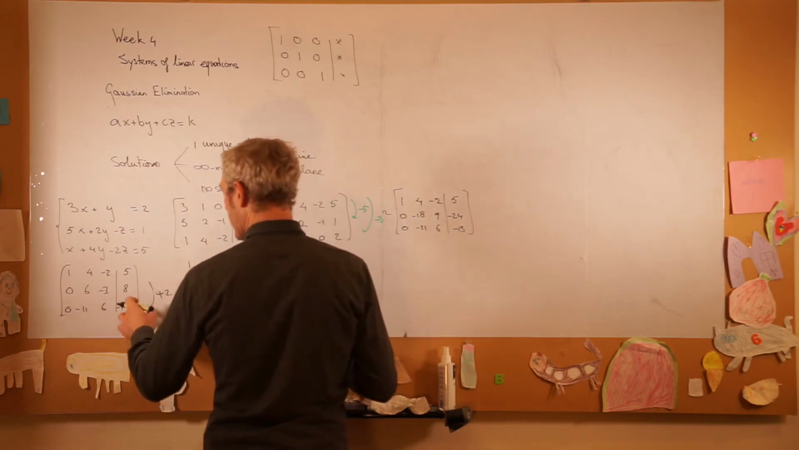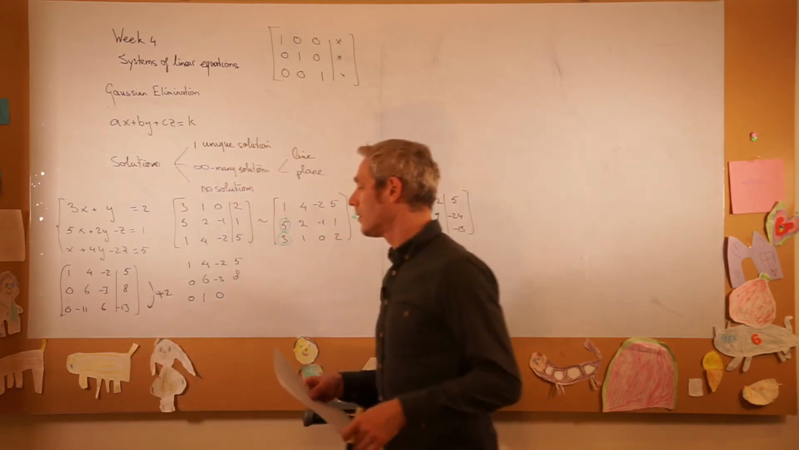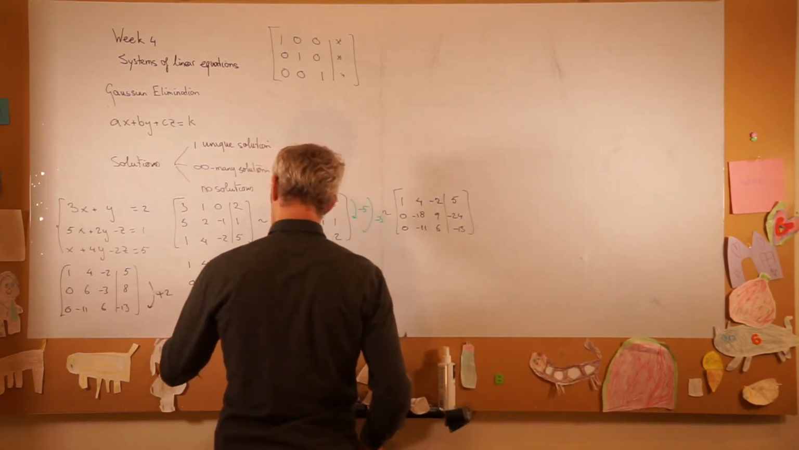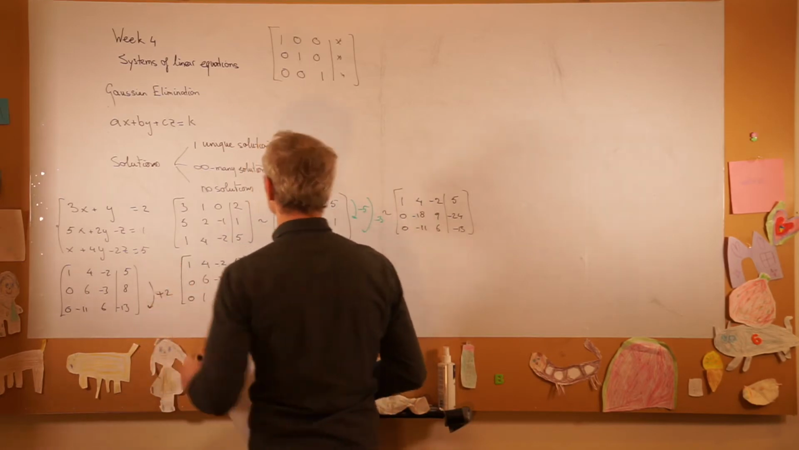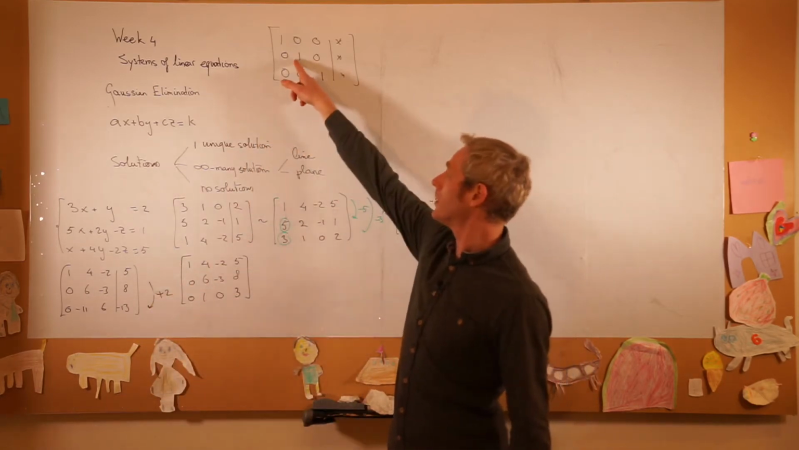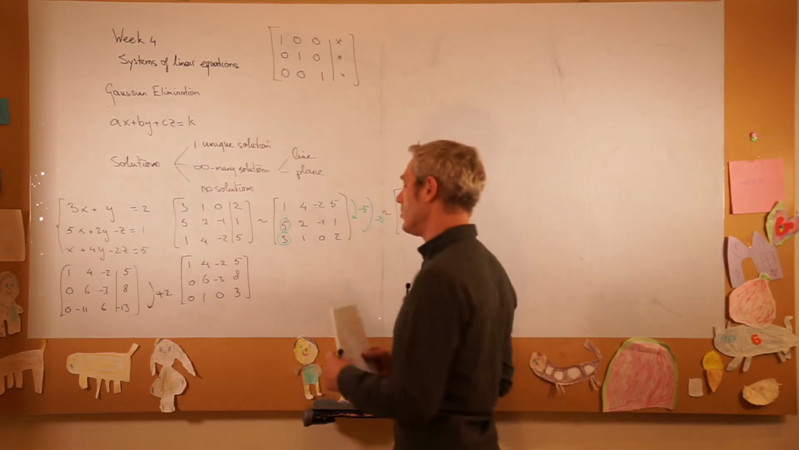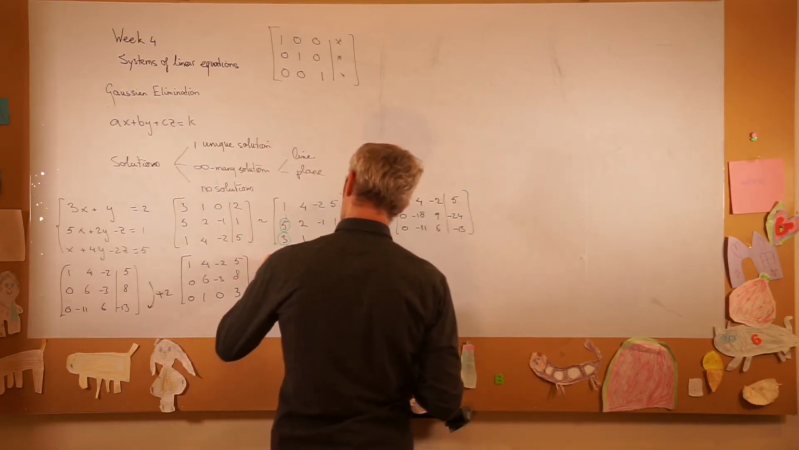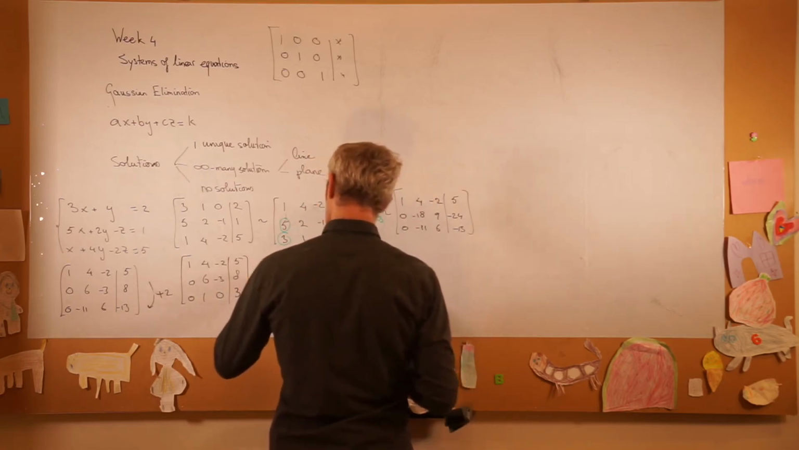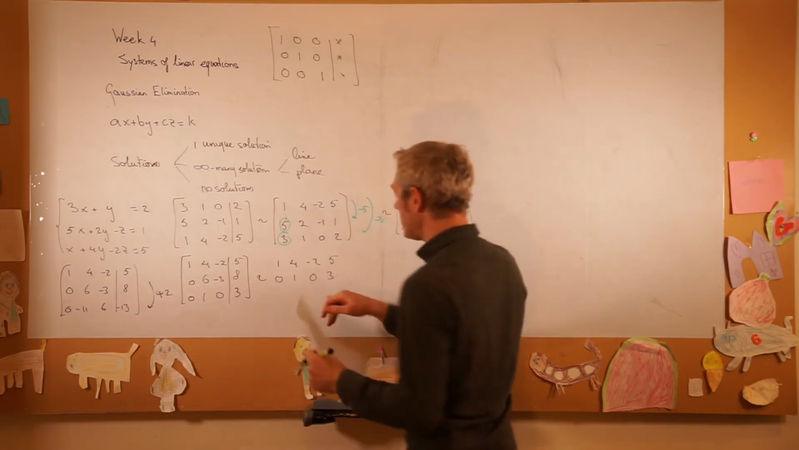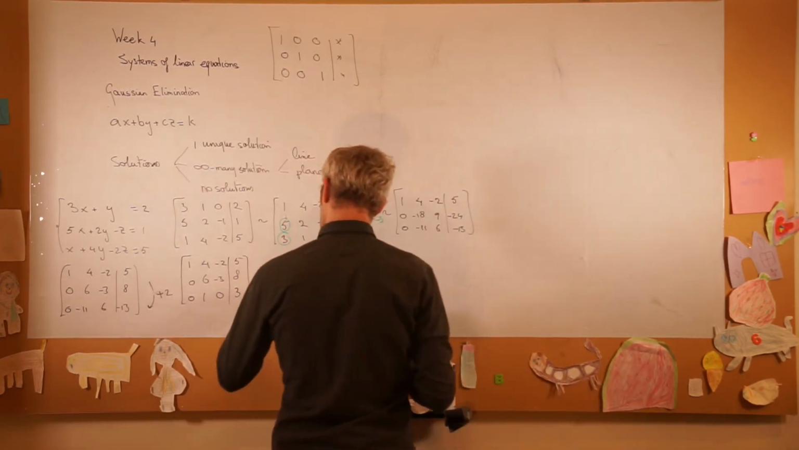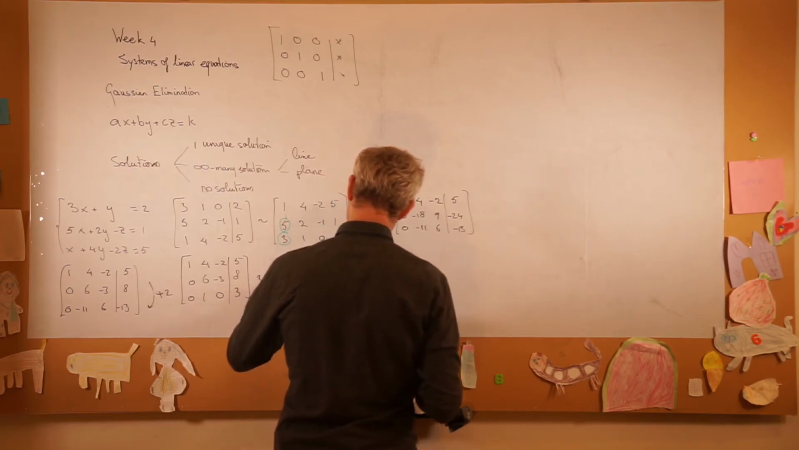And 8 times 2 is 16, plus 13 is equal to 3. Because I want this 1 not in the third row but in the second row, I simply flip these 2 around. 1, 4, minus 2, 5, 0, 1, 0, 3. Oh, that's good. I already have a 0 in that position, so that saves me another step. 0, 6, minus 3, 8.